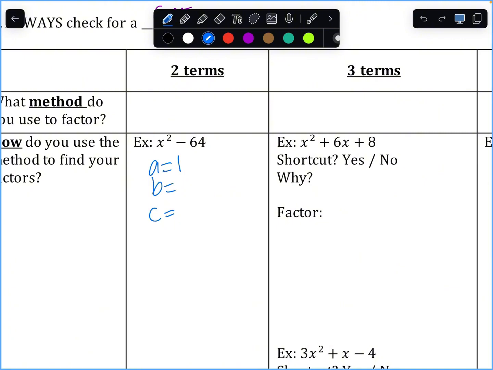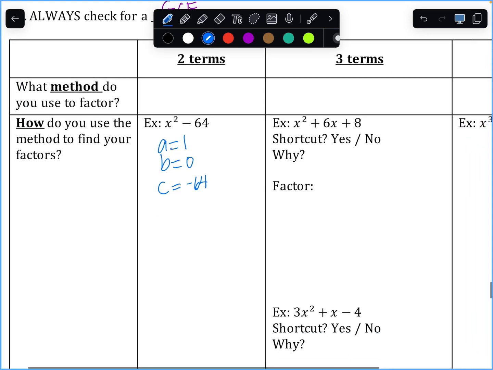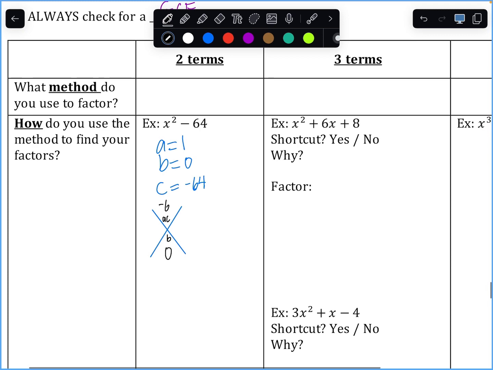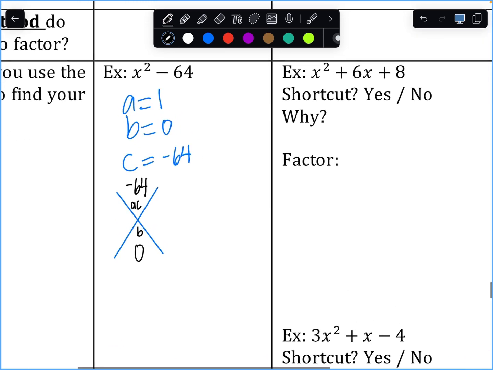What's your B? 0. And C? -64. Thank you, Jeanette. So therefore, let's see if we can use our X. We know that A times C goes on top, and then B goes on the bottom. So 0 goes down here, and we get -64 up here. So what are 2 numbers that multiply to -64 and add to 0?